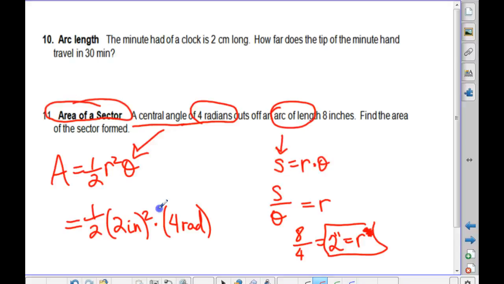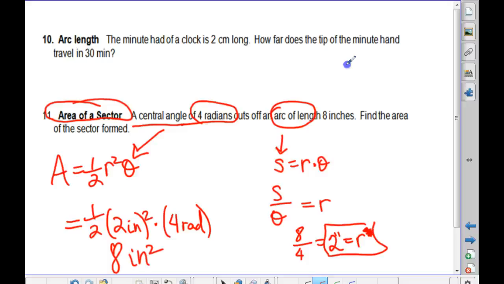I'm getting 8 square inches, yes? Something else on that worksheet? Yes. Number 10. Weird question, but the minute hand of a clock is 2 centimeters long. How far does the tip travel in 30 minutes? Can anybody help me out?